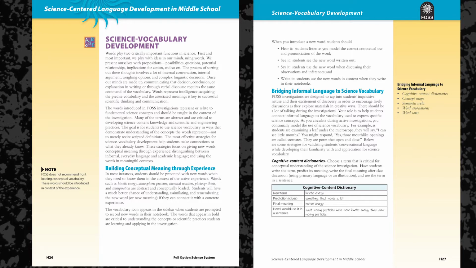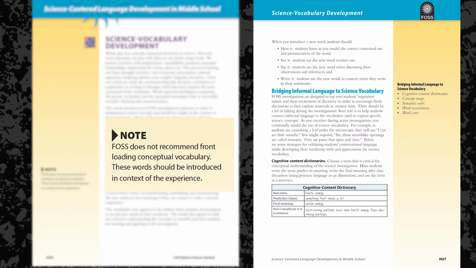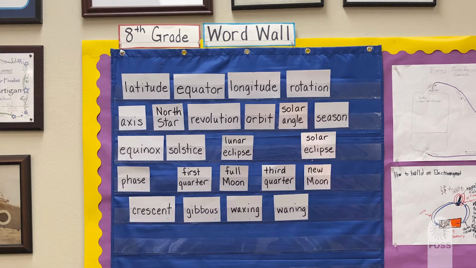Scientific vocabulary is often abstract for students. The most effective research-based vocabulary development strategies provide conceptual meaning through experience and help students make connections to what they already know. The goal is for students to use science vocabulary in ways that demonstrate understanding of the language concepts.